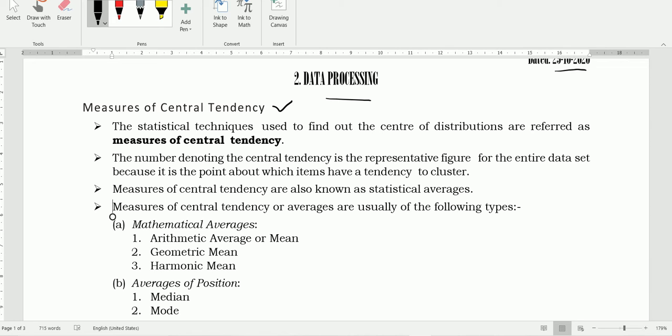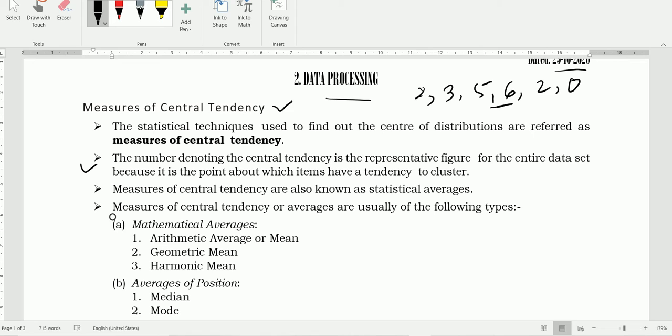Actually, when we have a series of data, like this, for example, this is a series of data, their representative value always tends to concentrate in the middle of the series, in the center of the series. This is what I call measures of central tendency. And the number denoting the central tendency is a representative figure for the entire data set, because it is the point about which the items have a tendency to cluster.